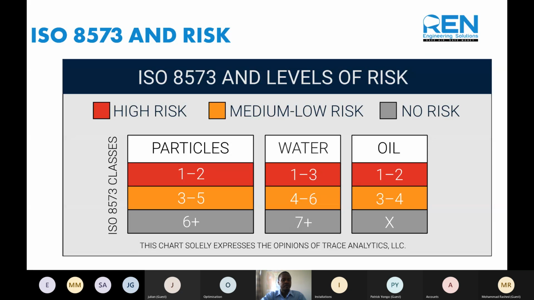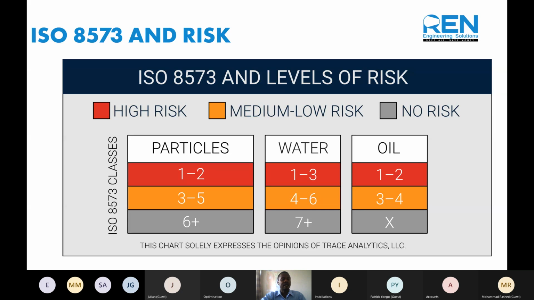So what do we recommend? We recommend that for high-risk applications, these are applications where compressed air is an ingredient or comes directly into contact with your product, then the quality class for particles should be between class 1 to 2, for water between class 1 to 3, and for oil between class 0 and 2.